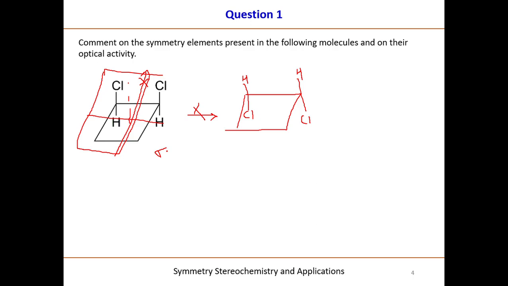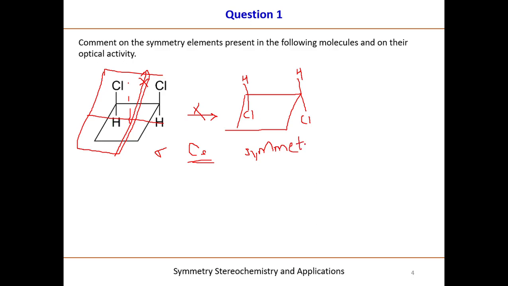Other than the sigma plane, no other symmetry element is present. That means the molecule has only a sigma plane. A molecule with only a sigma plane comes under the Cs point group. So this molecule has the Cs point group, and because the plane of symmetry is present here, the molecule will become symmetric.